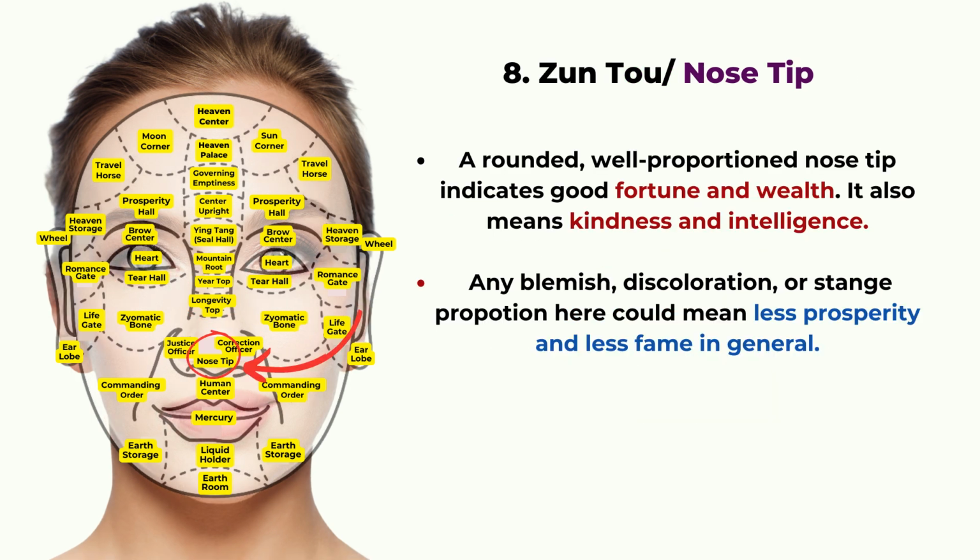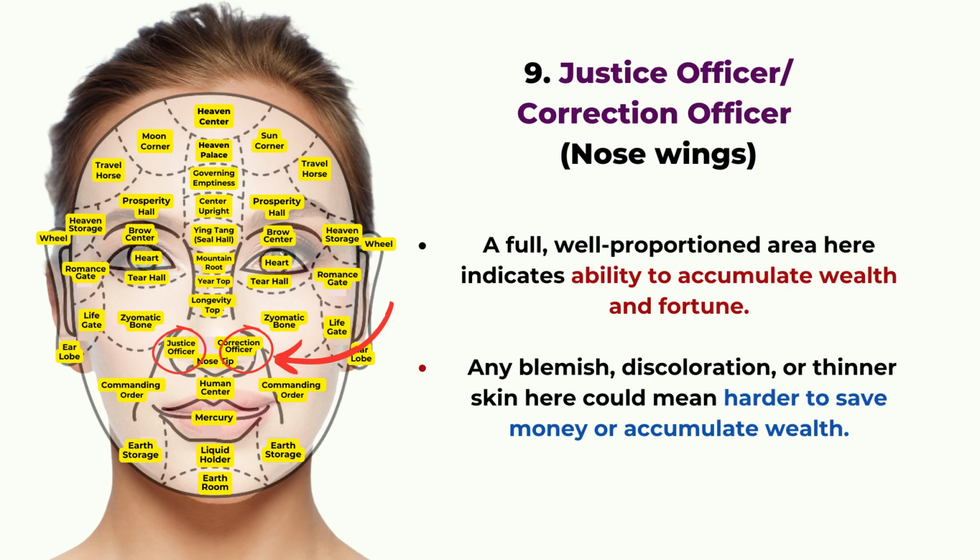Next is a nose tip. If you have a rounded, well-proportioned nose tip that's fuller and brighter, it means good fortune and wealth. And that can also mean kindness and intelligence. And if this area has blemish, discoloration, or with a strange proportion, that can mean less prosperity and less fame in general. Next, we'll look at the justice officer and correction officer.